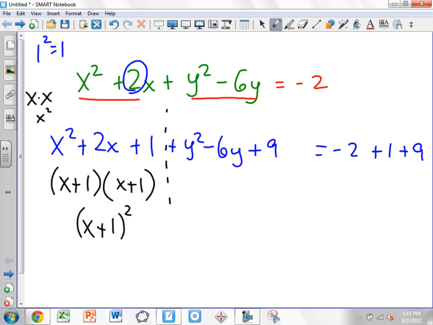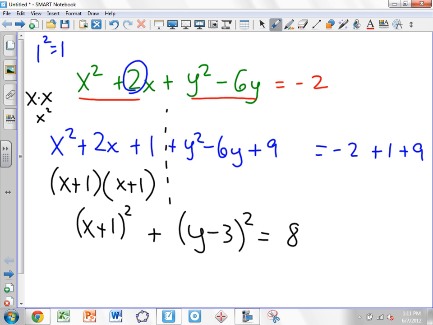Okay, so then over here, what do you got? How do I factor that part? Minus 3, minus 3. So instead of writing it twice, I can just do this, right? Now over here, what do I get as a sum? 8. All right.